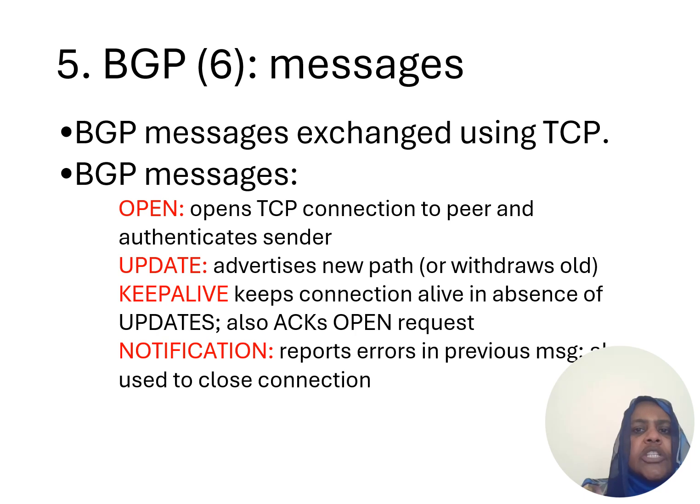BGP messages are exchanged using TCP. The messages are: open, which opens a TCP connection between peer routers; update, which advertises a new path or withdraws an old path; keep alive, which keeps the connection alive in the absence of updates and also acknowledges open requests; and notification, which reports an error in the previous message and is also used to close the connection.